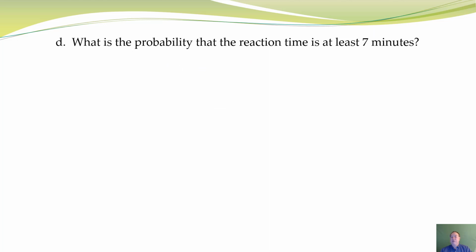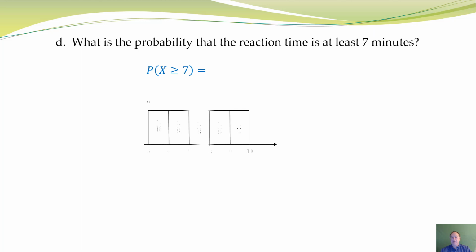What is the probability the reaction time is at least 7 minutes? What does at least mean? At least means 7 or more. So probability x is greater than or equal to 7. So we look at our graph. We look at greater than or equal to 7. It's going to go 7 to 10, which is 3 of the sections. So it's 3 times 1/5, or 3/5.